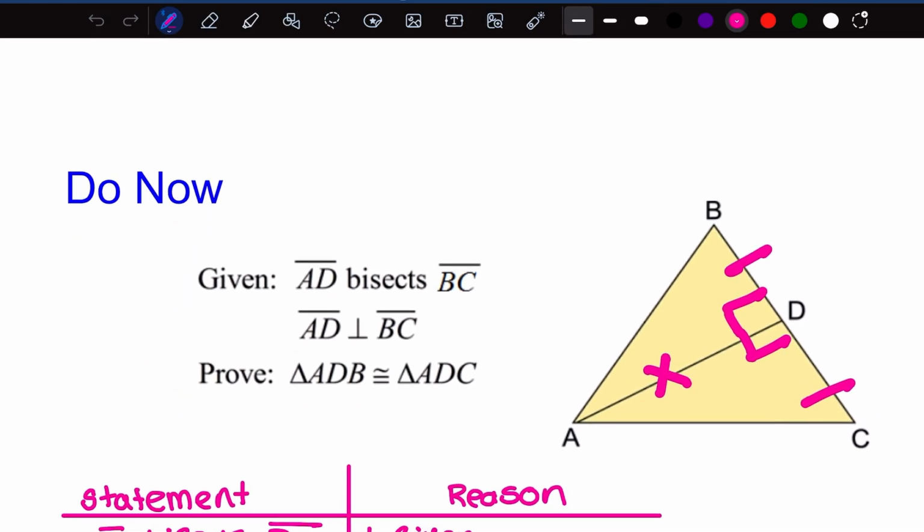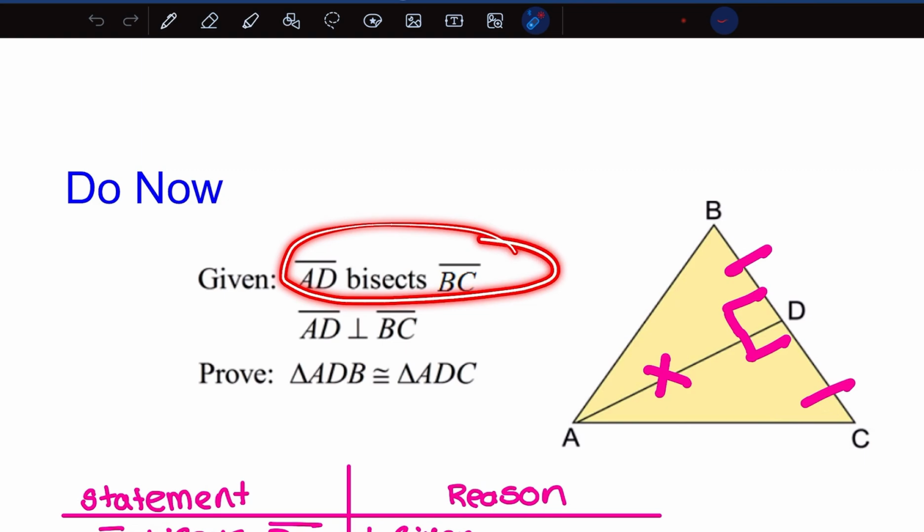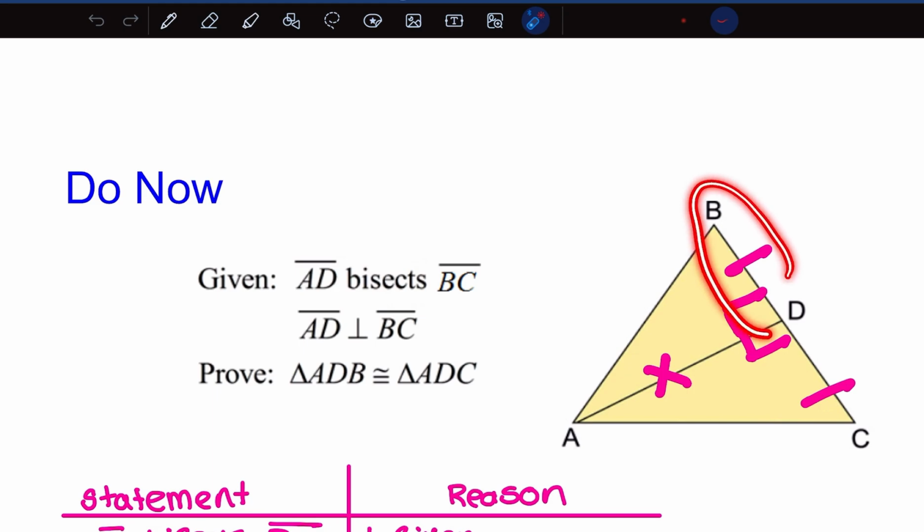So the do now for this lesson is asking us to write a proof given the following information. AD bisects BC. So again, our keyword here is bisects. So we're creating two congruent segments out of BC. So I labeled BD and DC as congruent.